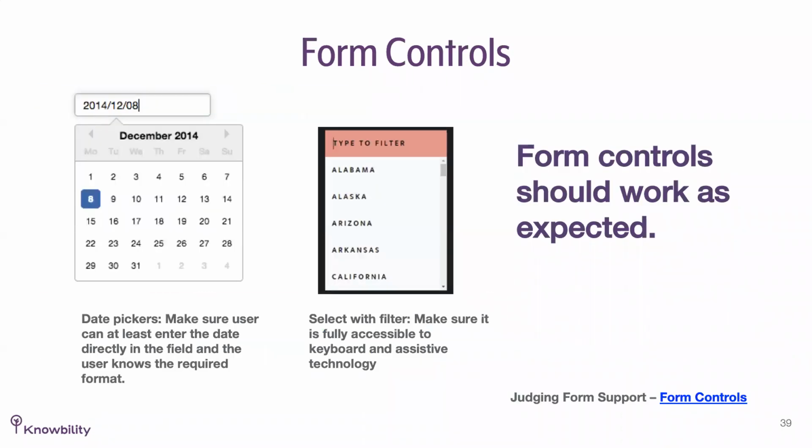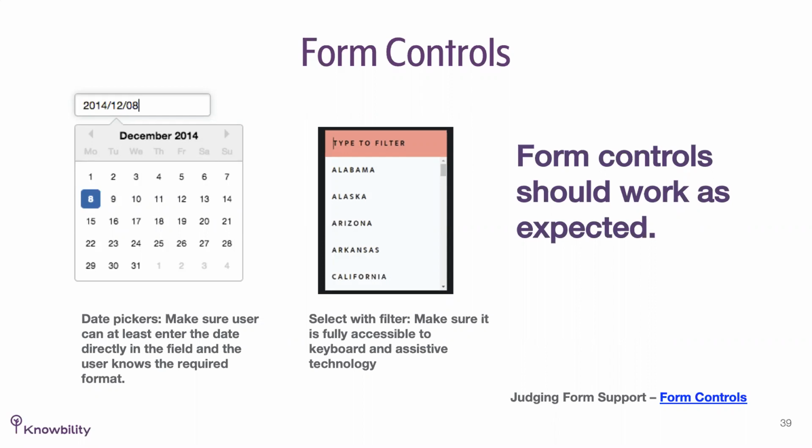Form controls, basically, we expect them to work as the default ones work. Date pickers, if you can use a date picker, make sure that they're accessible, or that you can at least enter the date directly in the field. So if somebody comes in and they can't navigate that calendar with the keyboard or the screen reader, they can at least type in 2014, the year, month, day, or whatever.